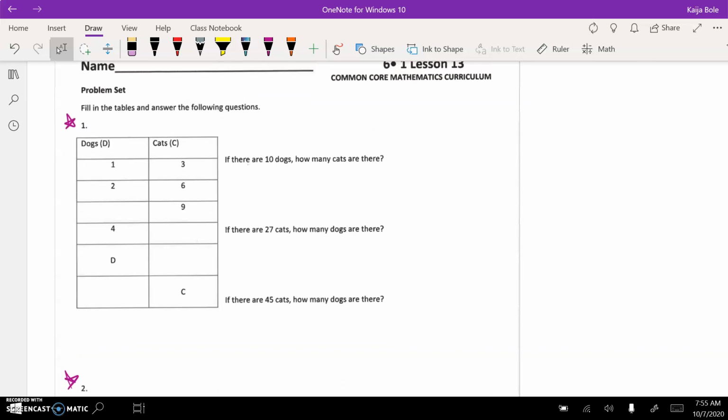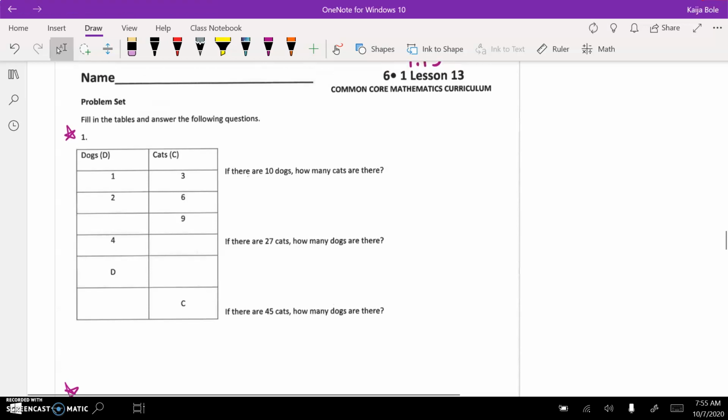We're talking about dogs and cats. So the first thing you need to do is look at your table, and we need to figure out some patterns, okay? And I will say today we're emphasizing the patterns going across. So how do we get from 1 to 3? We would do 1 times 3. That would give us 3. And then if we think, 2 times 3, does that work? Yes, that gives us 6.